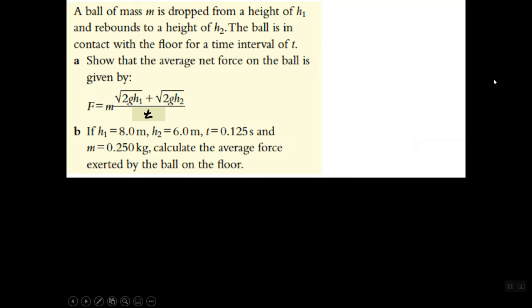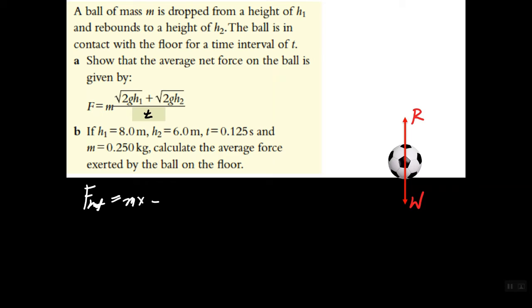B, if h1 is 8 meters, h2 is 6 meters, t equals 0.125, and m equals 0.25, calculate the average force exerted by the ball on the floor. So let's visualize the force acting on it. On the floor, it has weight downward and reaction force upward. F net equals m times root of 2gh1 plus root of 2gh2, divided by t.